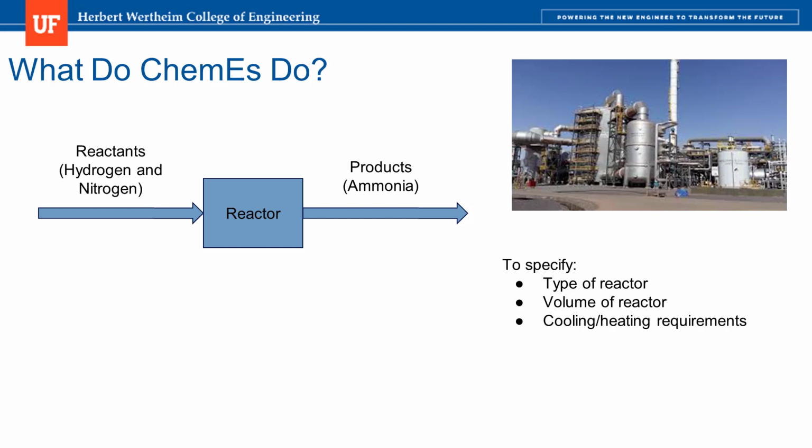A chemical engineer must also learn how to design the chemical reactor, including specifying the type of reactor and the volume of the reactor, in addition to other specifications that must be made. For example, if the reaction is exothermic, the chemical engineer also needs to know how to calculate how much cooling is needed to keep the process safe and avoid a runaway reaction.